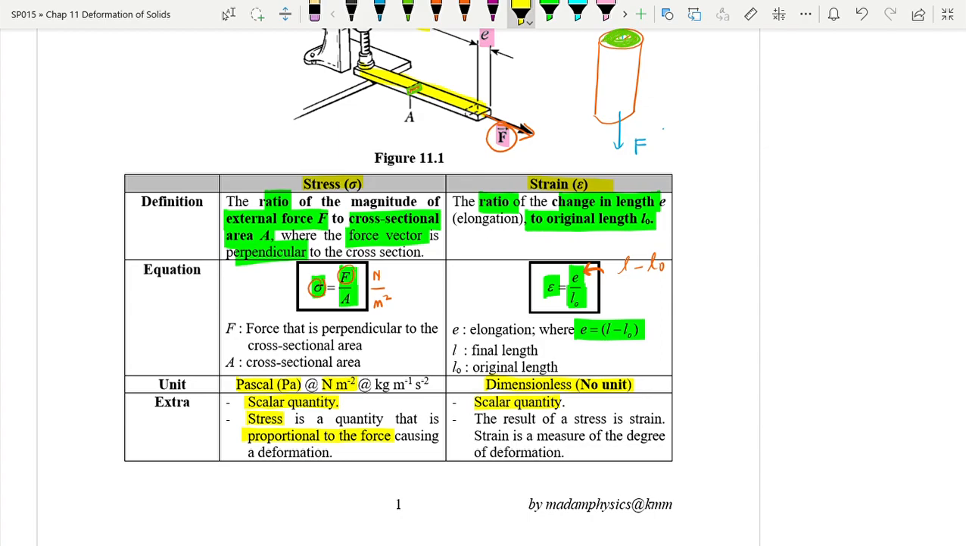Okay, dan selalunya the result of force daripada stress tadi akan menyebabkan berlakunya strain. The result of stress will cause strain to occur in a certain solid material. Or we can simply say that strain is also a measure of the degree of deformation. So kita boleh tengok how much it has been deformed from the extension in length. Okay, so itu adalah perbezaan antara stress dengan strain.